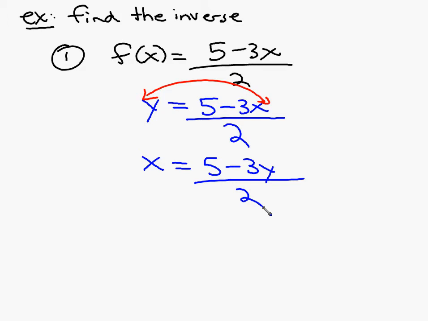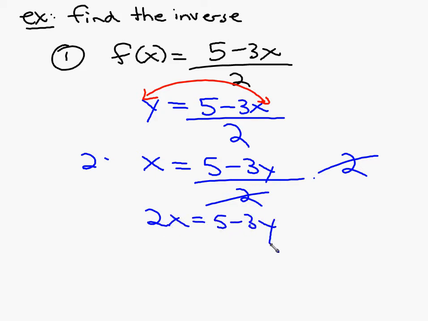And now we have to solve for y. So what would be my first algebra step to solve for y? Multiply both sides by 2, so I can get rid of the fraction. And I have 2x equals 5 minus 3y. It should be straightforward algebra steps from there. Subtract 5: 2x minus 5 equals negative 3y. Divide both sides by negative 3.